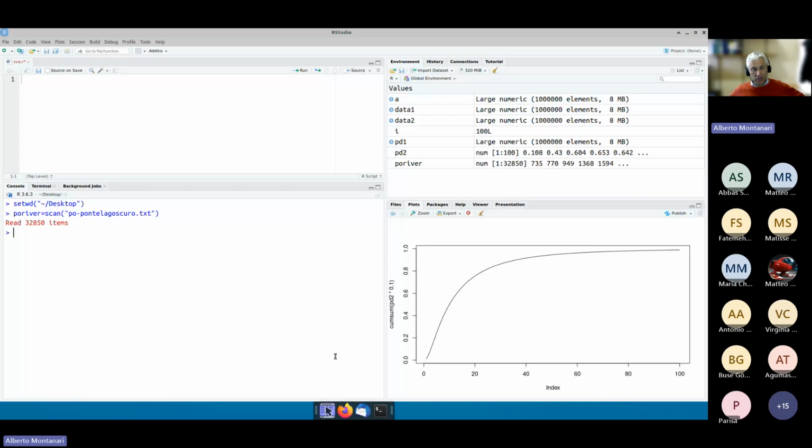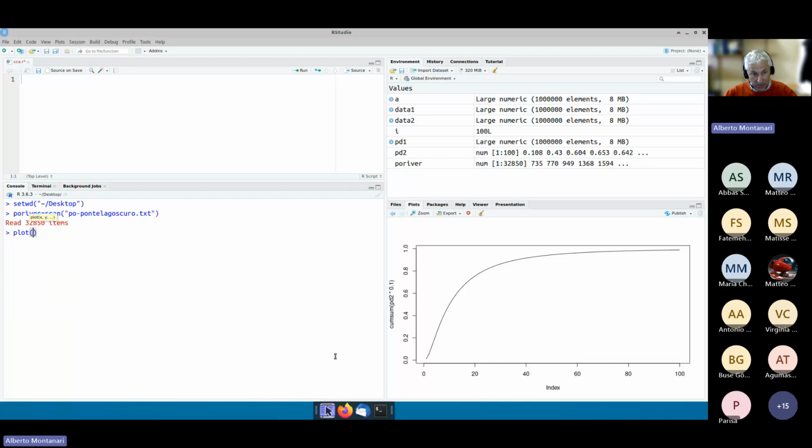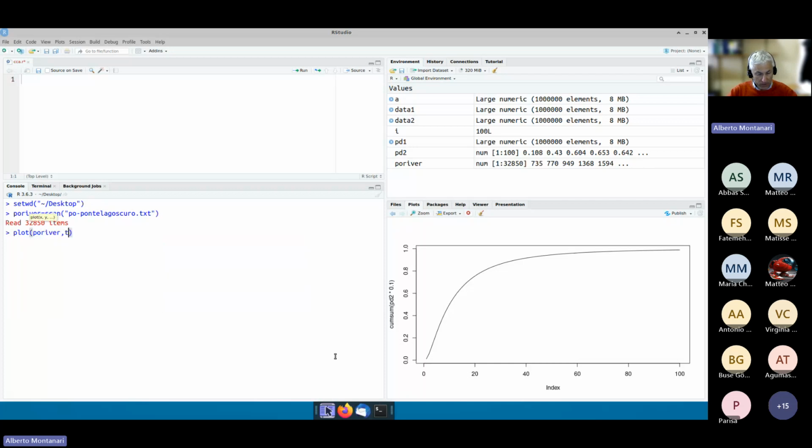I don't have to skip anything because it's a file with just numbers. So that's it. We can plot it just to check. When you use real world data, my suggestion is that the first thing you have to do is make a plot. So plot. I press the tab, and here I get it. Type equal l.